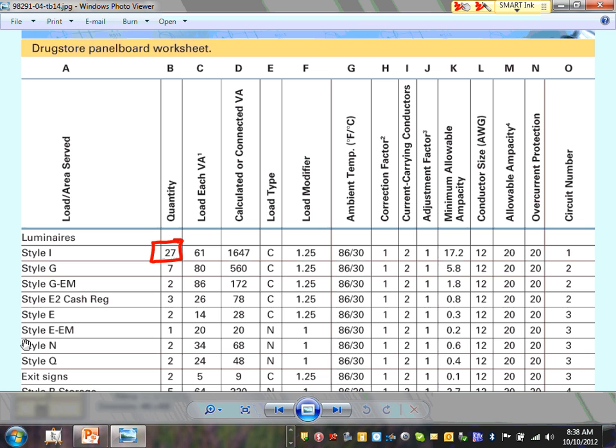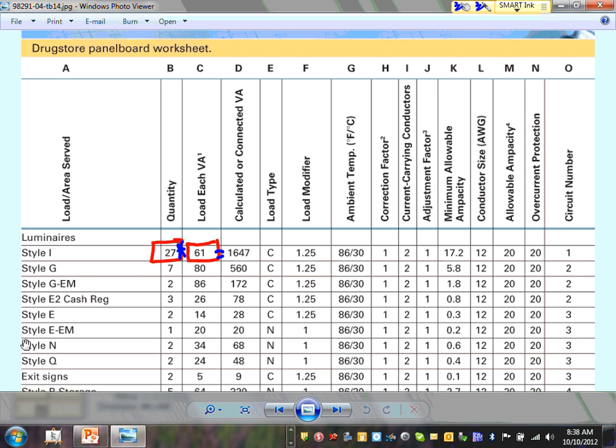What's the volt amp? The volt amp in each fixture is given. Load volt amp is given as 61. So this number here is these two numbers multiplied by each other. Take the 27. Can you see that? 27 multiplied by 61. I might have to start giving quizzes, guys. 27 times 61. You multiply them.